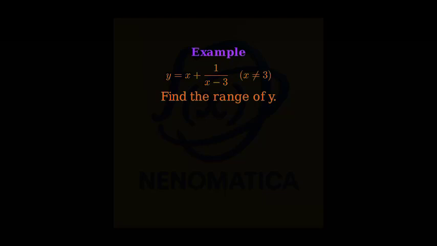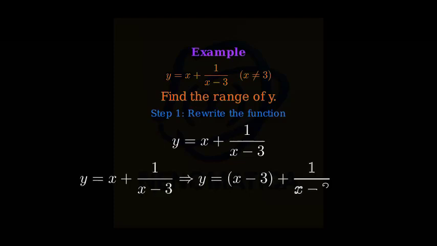Let's consider our next example. We're given the function y equals x plus 1 over x minus 3, where x is not equal to 3. Let's start by rewriting the function in a different form. We can rewrite our equation as y equals x minus 3 plus 1 over x minus 3, plus 3. Let's manipulate this to get a clearer understanding of the function's behavior. Now, we need to analyze the function's behavior in different regions.